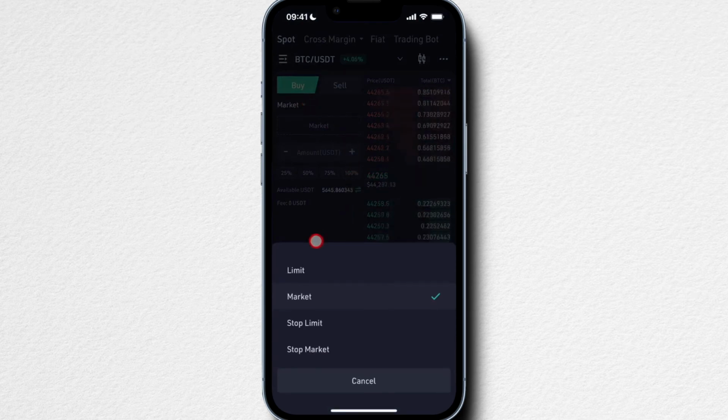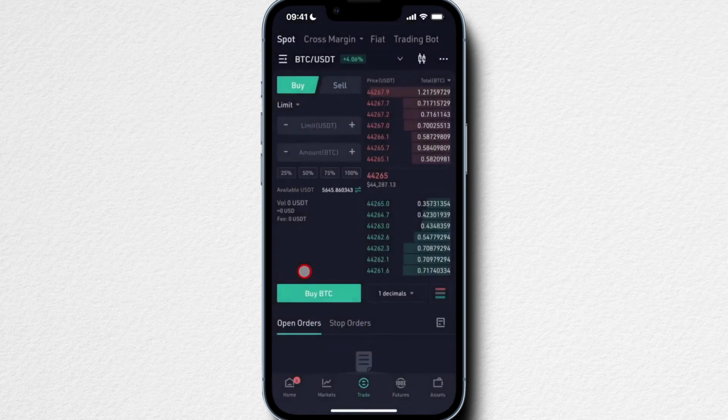So let's actually start with a limit order. So I'm going to click on limit right here. And then let's say currently the price of Bitcoin is 44,260, round about that. So let's say I want to pay a bit less. So let's say I want to pay 43,500 US dollars. So I'm going to set the price right here that I'm willing to pay per Bitcoin.